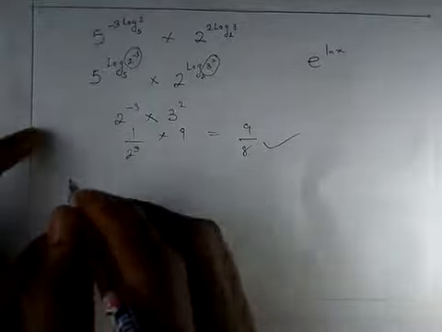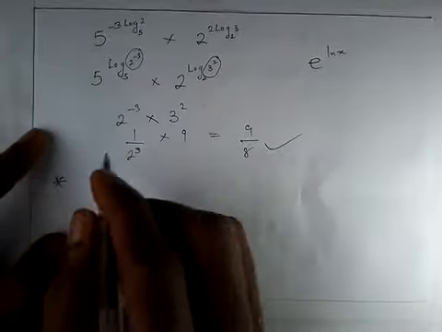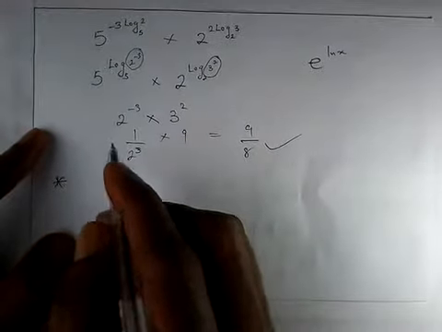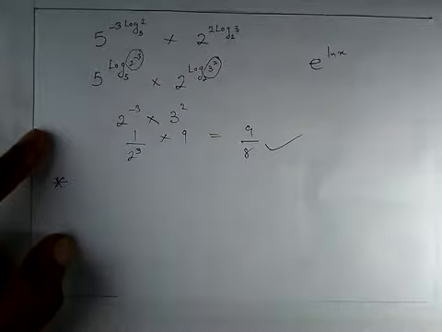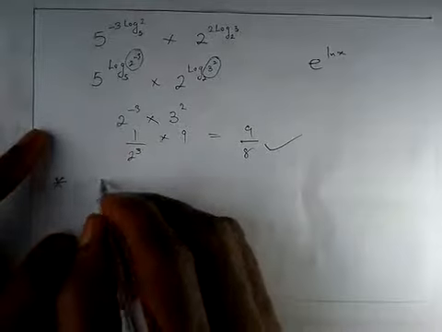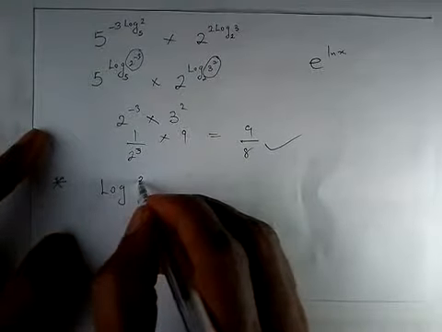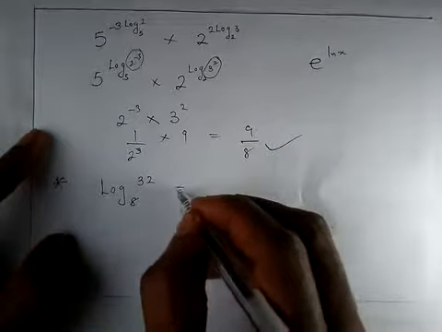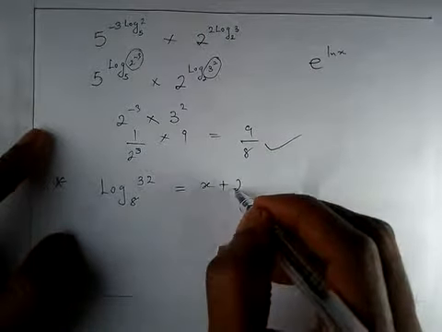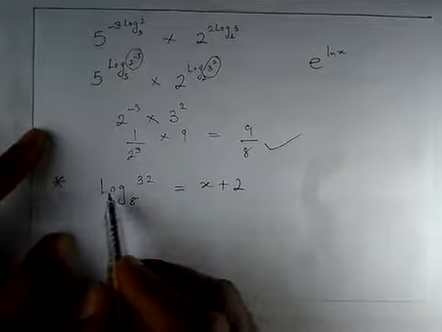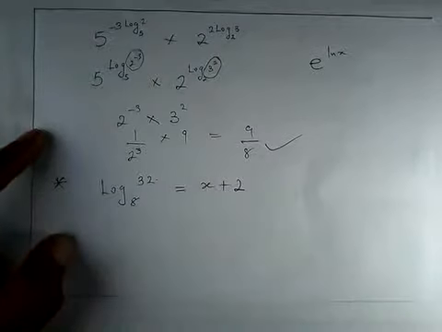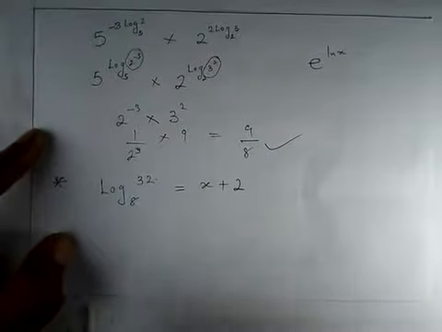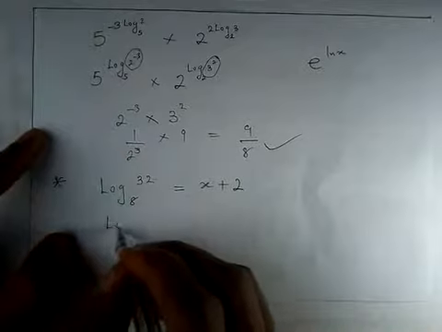Can we simplify this? Let's look at this. To evaluate log 32 to base 8 is equal to x plus 2. We're told to get x. Okay, now this is the same thing as log 32 to base 8 equal to x plus 2.